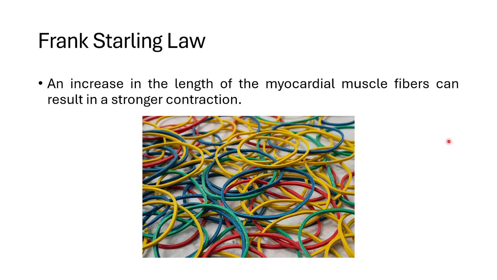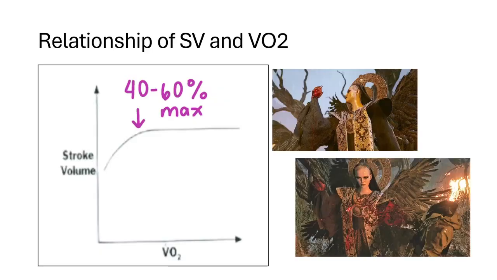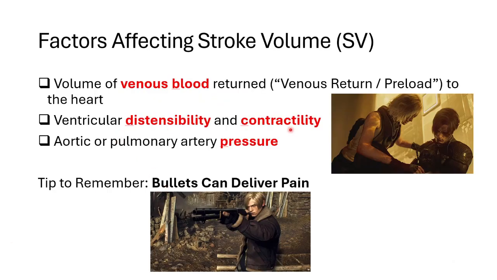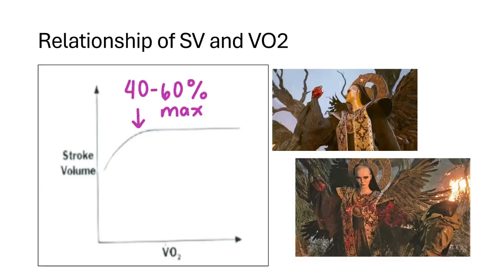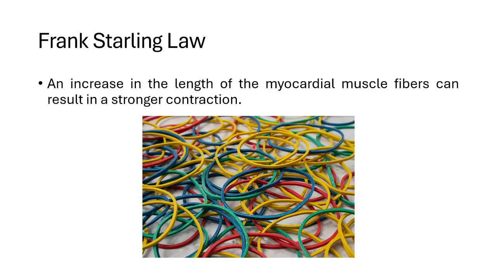This is basically what I was telling you about regarding ventricular distensibility and contractility. If the heart is able to lengthen and stretch to a larger length, then once it contracts, it would be a lot stronger than if it can only lengthen a little bit. So that is our infamous Frank-Starling law.